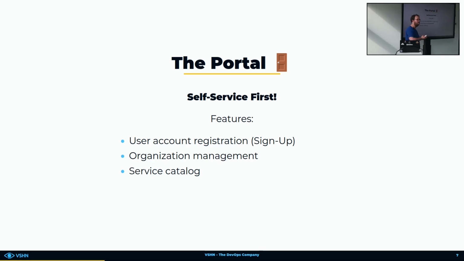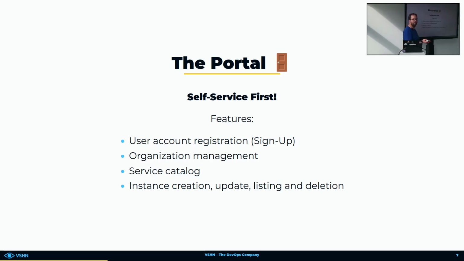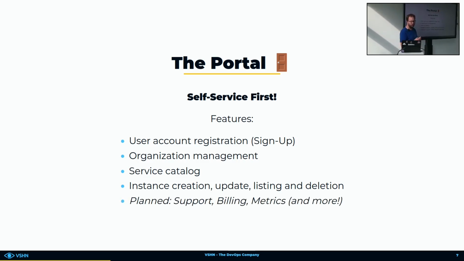On one hand, we have the website, which lists all the services available, but the portal has its own service catalog, which lists the actual available services. The portal allows you to create a new service instance, update the parameters, change things there. You can see what instances you have available, and you can also delete an instance if you don't want it anymore.